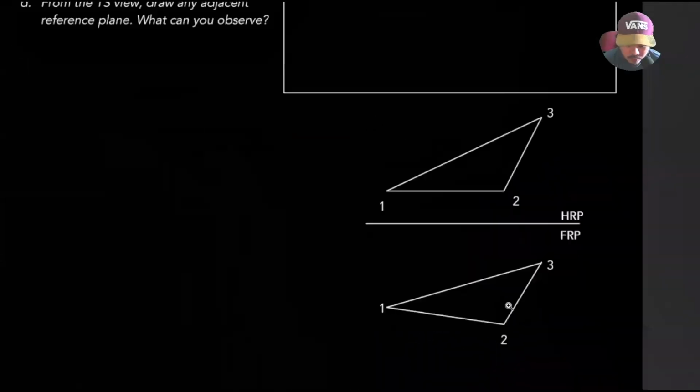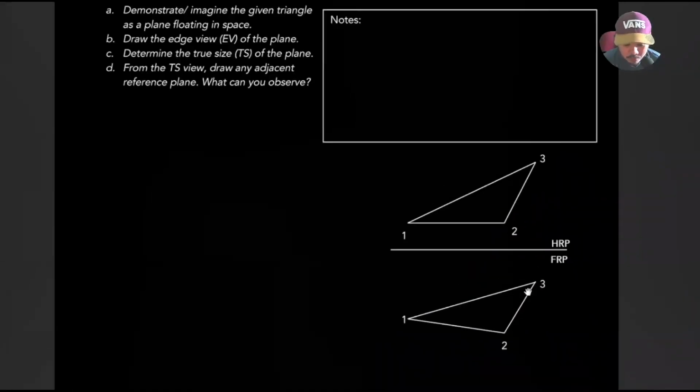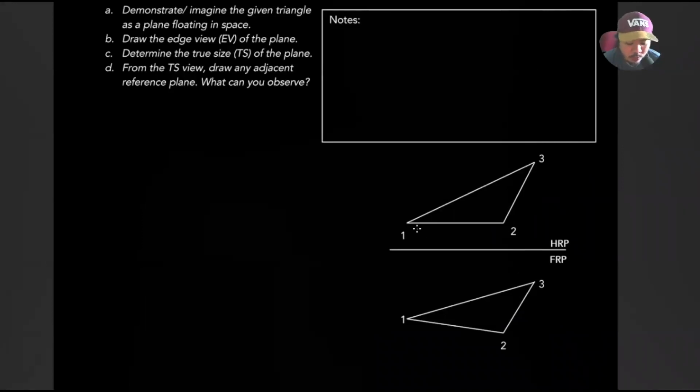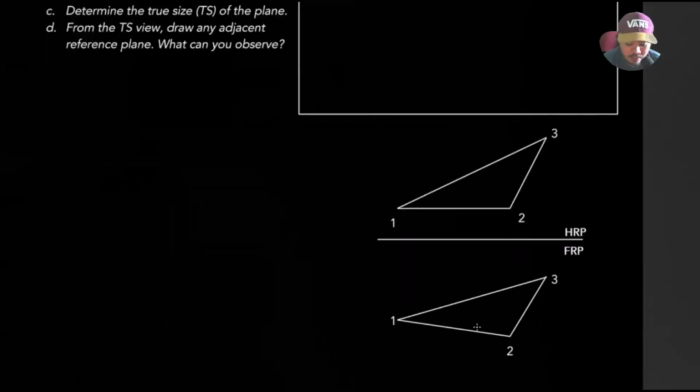If you look at it, conveniently, plane 1, 2 is parallel to the folding line right here that separates HRP and FRP. Okay, so very convenient for us, no? Since it's parallel, we know that this is the true length, C1, 2.